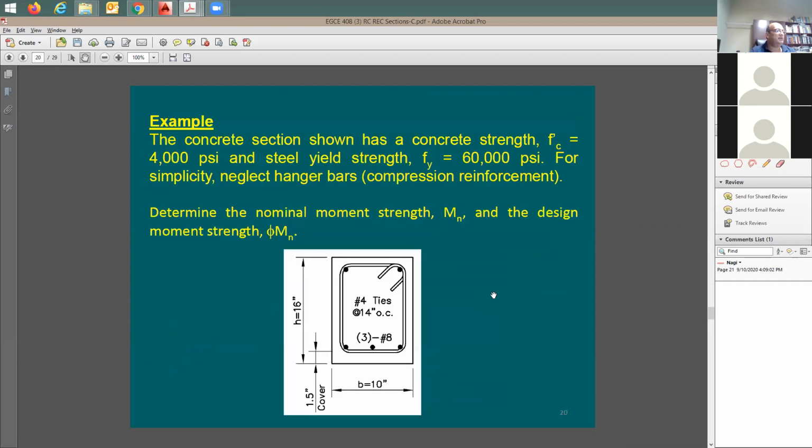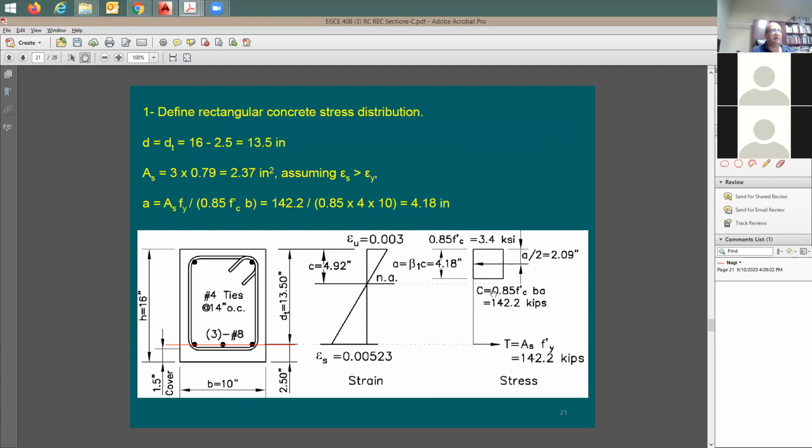So let me use here 0.85. Since a is equal to beta 1 times c, I take this a, which is 4.18, divided by 0.85, and you get 4.92 inches for the depth of the neutral axis.